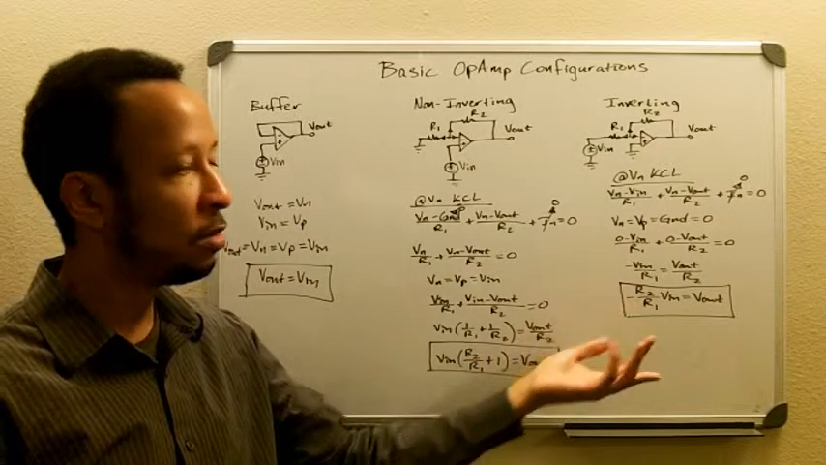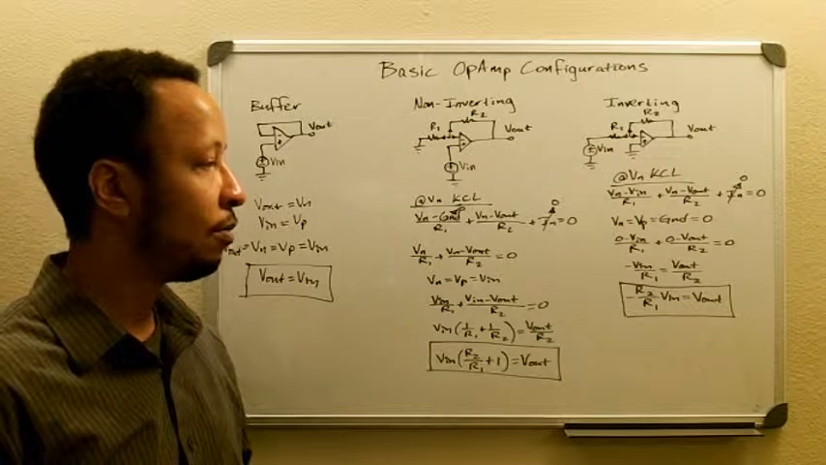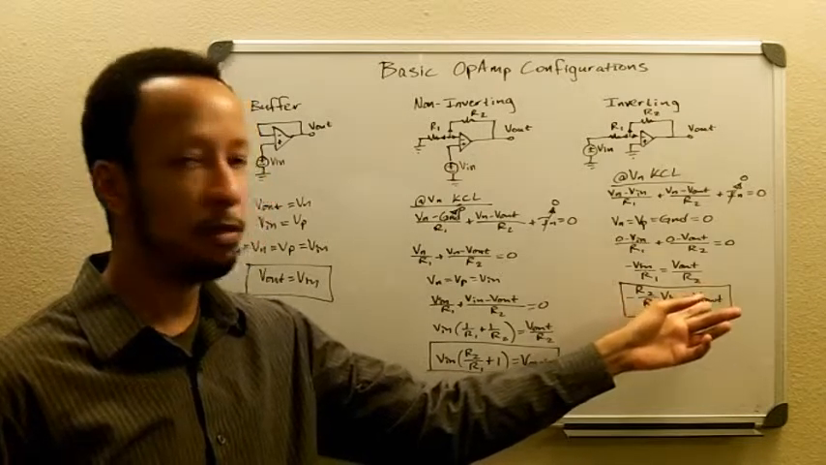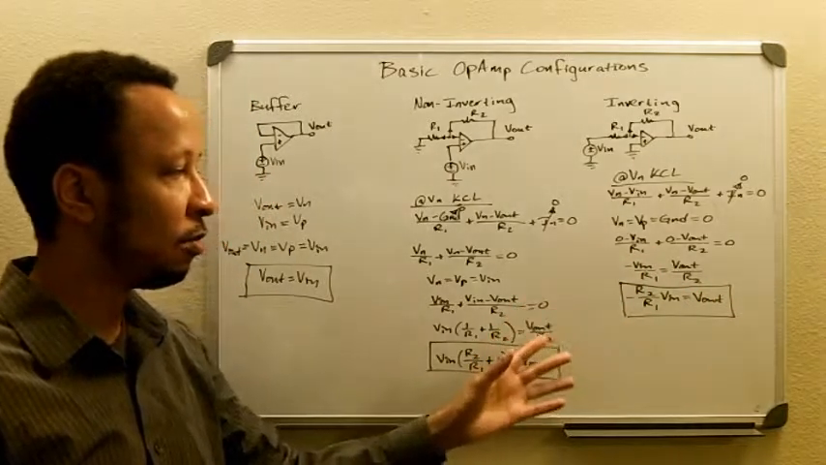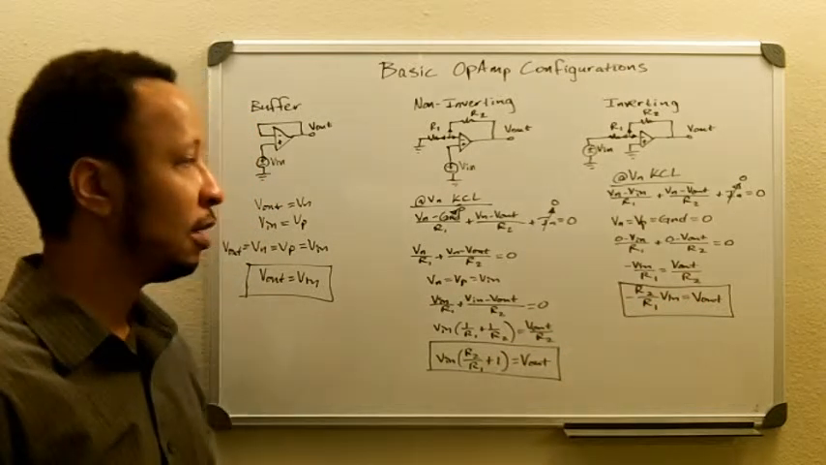So if R2 and R1 have the same value, and we put in like 1 volt here, we'll have a negative 1 volt on the out. So it'll just invert whatever we have. Or if we put a negative 1 here, we'll have a positive 1 there.